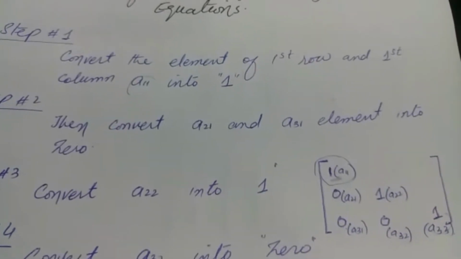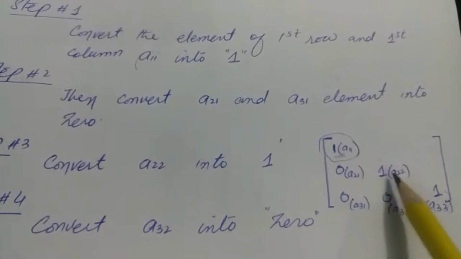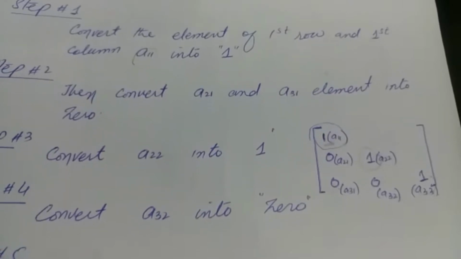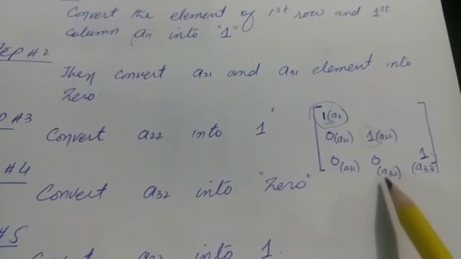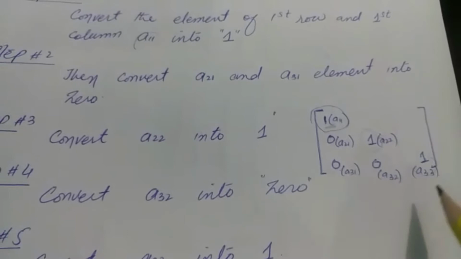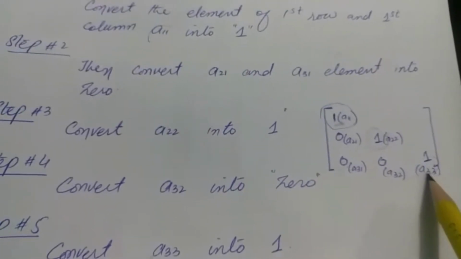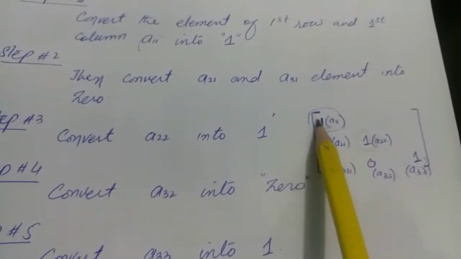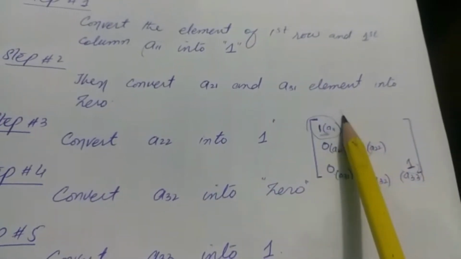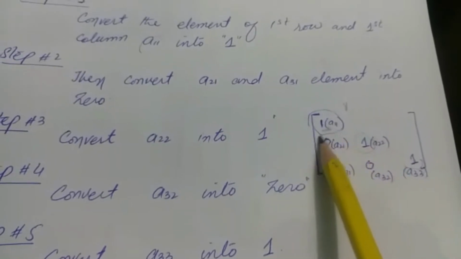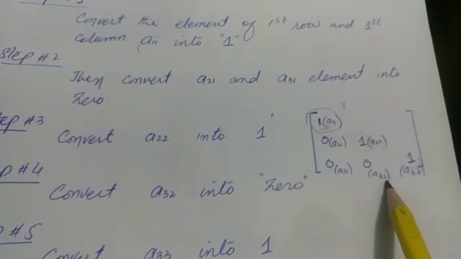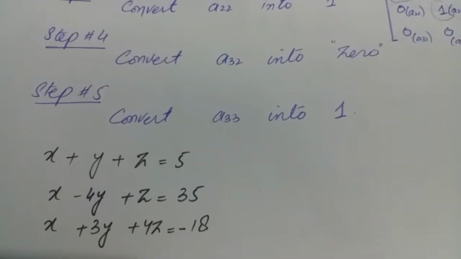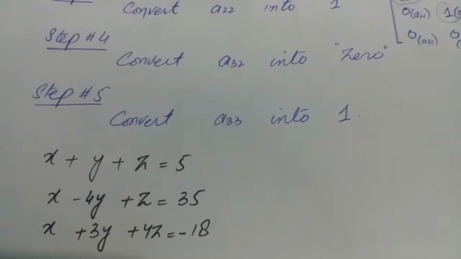The third step is to convert A22 into 1. Then the element below A22, represented by A32, should be converted into 0. And the last element, A33, should be converted into 1. What does it mean? It means the main diagonal should be equal to 1, and all the elements below the main diagonal should be equal to 0. Okay, this is our question, and we apply the Gaussian elimination method.